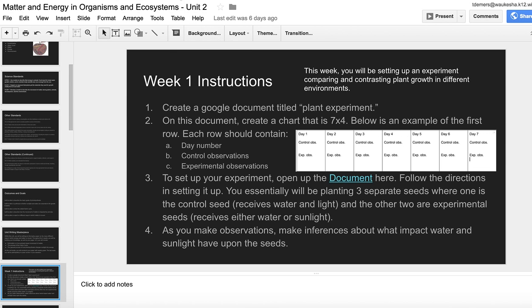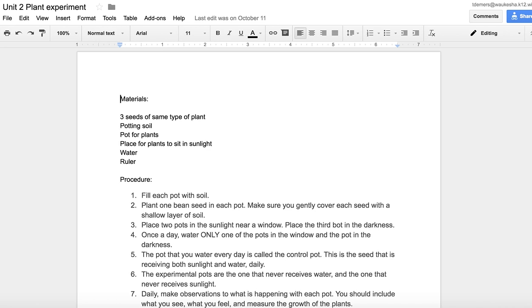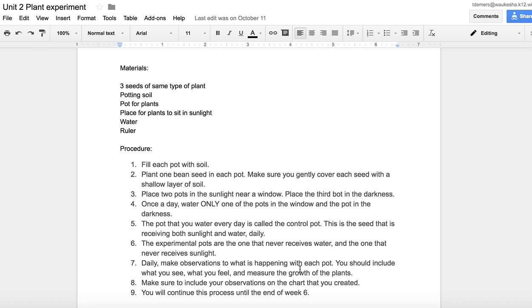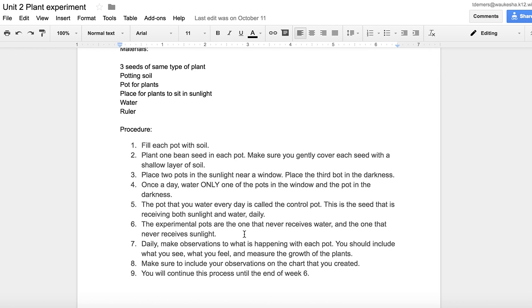After you set up that sheet, you're going to go into the document here, and it's called Unit 2 Plant Experiment. The first thing I want you to do is get your materials together and read through the directions. Don't necessarily start creating it, but read the directions. Again, you're going to be creating 3 different plants, and I would like it to be the same plant, and you are going to need to plant these, and one of them is going to be in light and you are going to water it. One of them is going to be out of sunlight but with water, and one of them is going to be in sunlight without water. You're going to check to see if sunlight and water are impacting how plants grow.